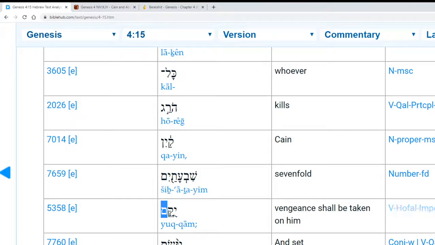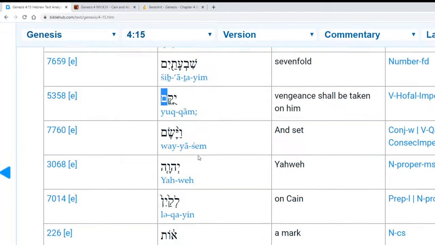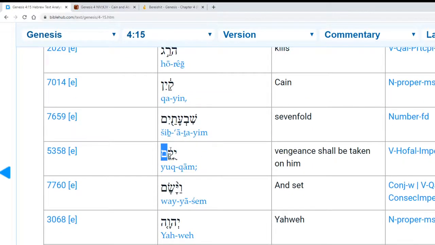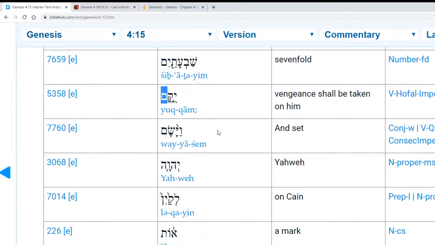And here yukam, so they're saying it's in the hofal imperfect, I guess. So if it comes from nekama, to take vengeance, yes, yukam. It can also mean shall be established, I think. Yukam, right? Because kama, kuf mem hey, means to stand up, and we had that before. Shivatayim yukam, but I think that makes sense. It shall be, vengeance shall be taken.